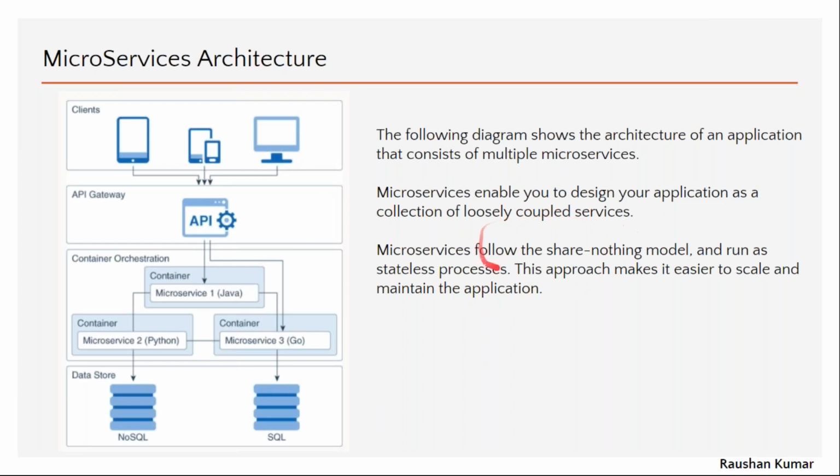Microservices follow the share-nothing model, as I was mentioning, no code dependency, and run as stateless processes. If it runs as a stateless process, you can scale it much higher. That's the advantage of stateless processes. You can scale it well. And that's why, if you look at the new microservice architecture, half of the performance issues got resolved by just going from monolith to microservices. Half or even more, 60 to 70% of the performance issues vanished by just switching my architecture from monolith to microservices.